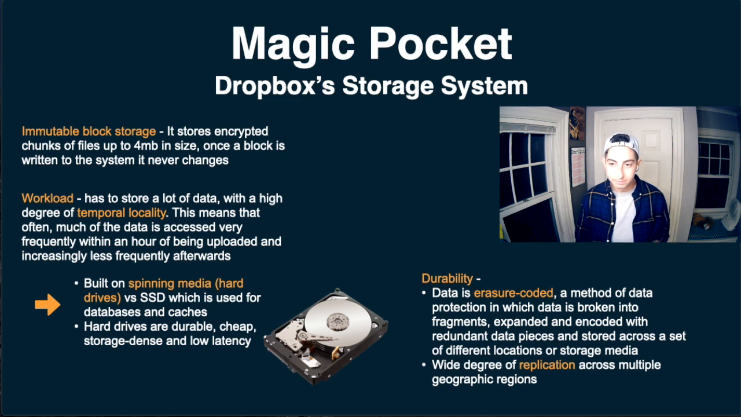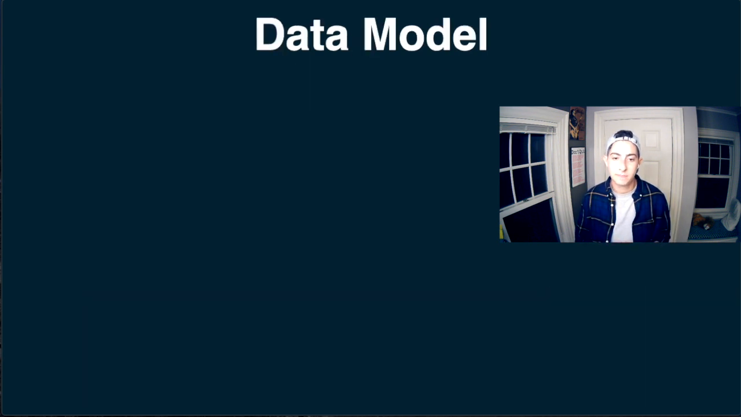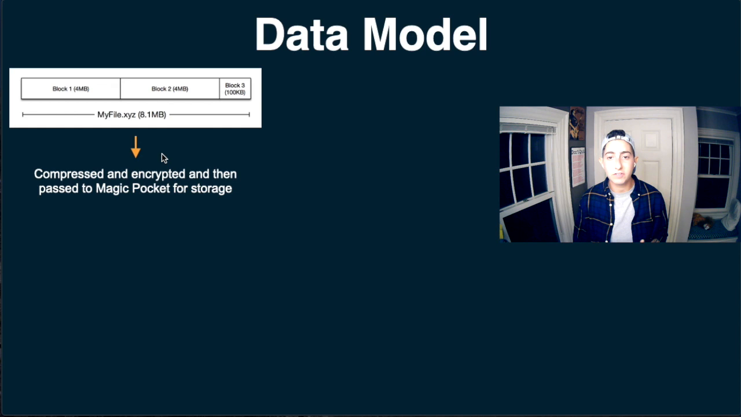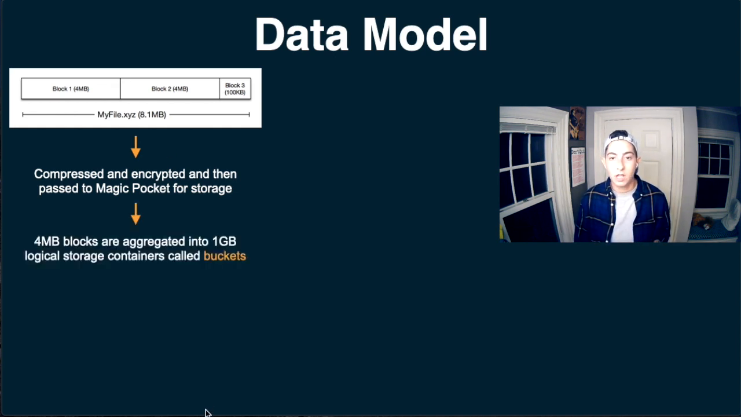So let's talk about the data model of the Magic Pocket system. Here you can see we have a file, and even though the file is 8.1 megabytes, it's broken up into blocks. Block 1 is 4 megabytes, block 2 is 4 megabytes, and then block 3 is just the remainder, whatever didn't fit in those first 2 blocks. First, it's compressed and encrypted, and then passed to Magic Pocket for storage.